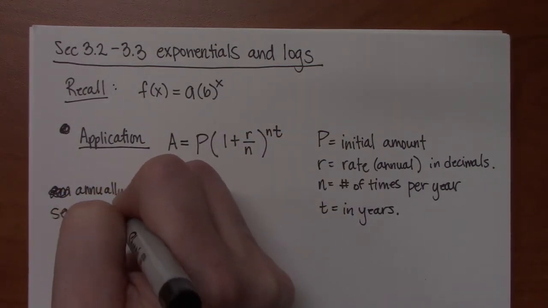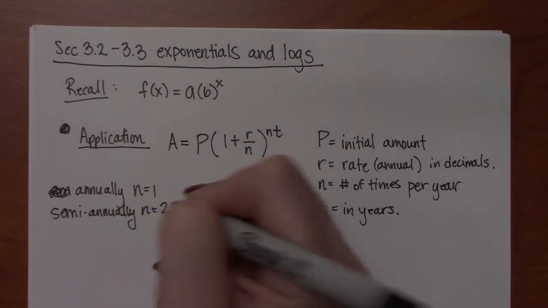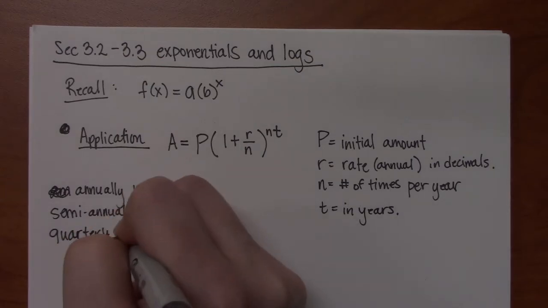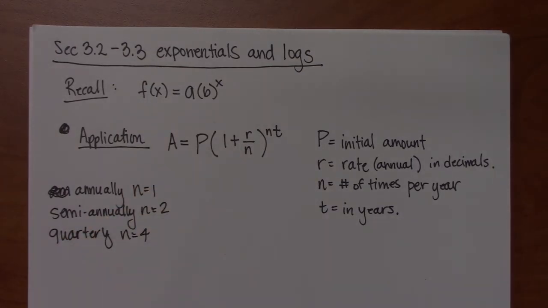Semi-annually, N would be 2. We'll do one more. Quarterly, N is 4. And then daily would be 365. We just ignore leap year, we just go on a normal year. Weekly would be 52. So you don't want to lose points on a question over something silly because you don't know how many days are in a year, or how many months are in a year. So make sure that when you're looking at these problems, you get that down.